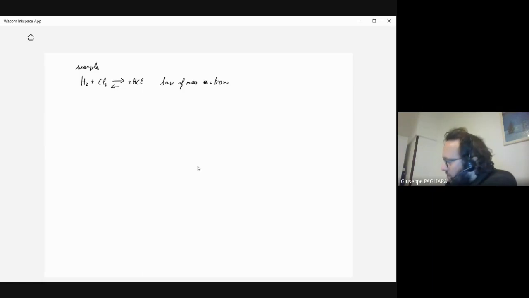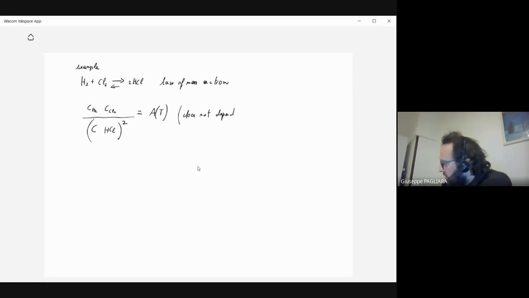Now here you have the concentration of H2, okay? Then I have the concentration of Cl2, which has stoichiometric coefficient 1. Then the stoichiometric coefficient of HCl is minus 2, and therefore by using the previous formula, this is the concentration of HCl to the power of 2. And this must be equal to A of T, because in this case, since the stoichiometric coefficients are 1, 1, and minus 2, the sum of the stoichiometric coefficients is 0, and P to the power of 0 is, of course, 1. So in this case it does not depend on the pressure.